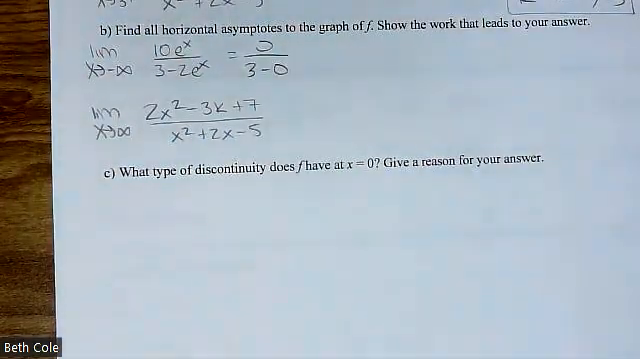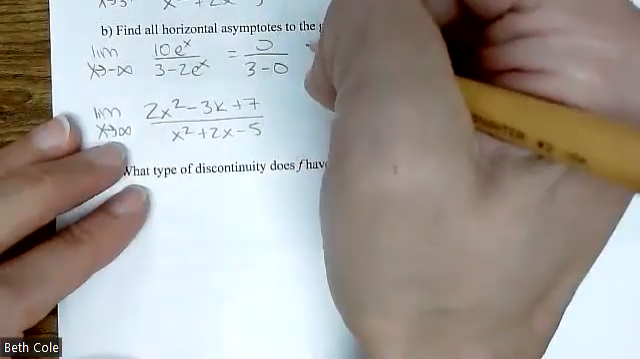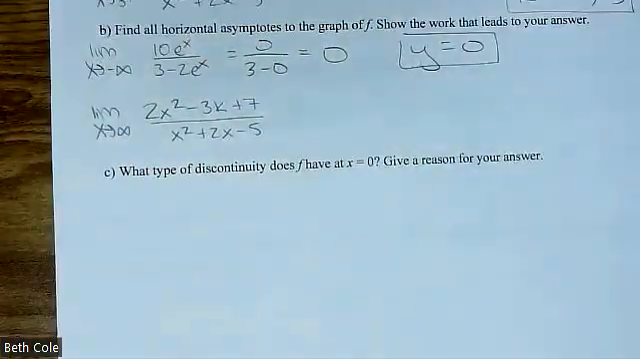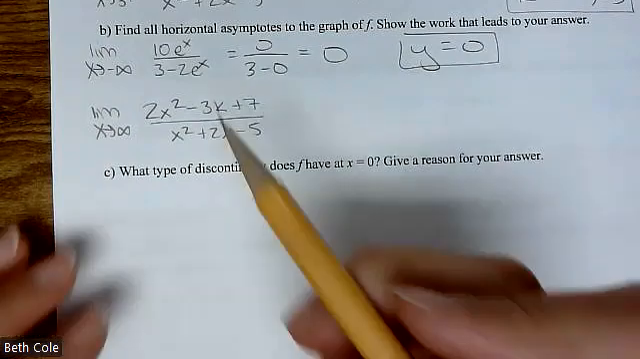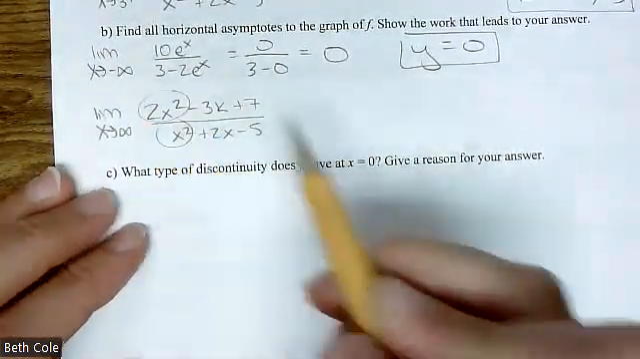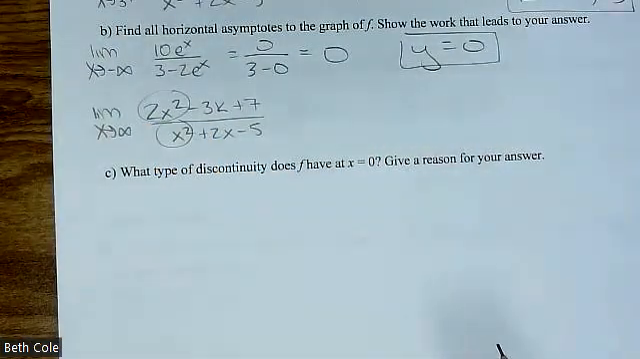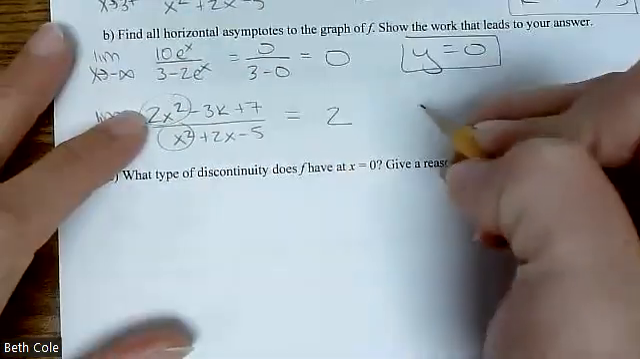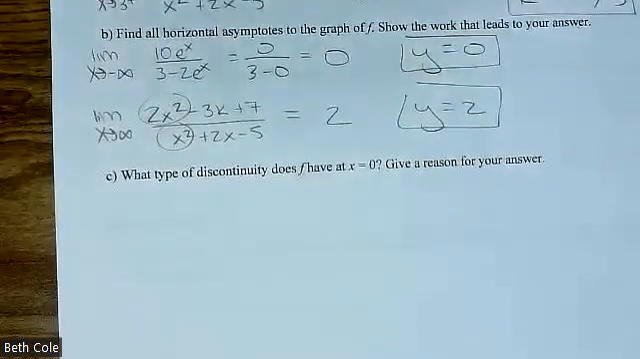And then down here, you would have 3 minus 0. It's insignificant. It goes to nothing. And 0 divided by anything is 0. So that horizontal asymptote is y equals 0. That's one of them. And then for this one, who's in charge? Well, you have a 2x squared and a 1x squared. So that's going to level off where? 2. And so your other one is y equals 2. Those are your two answers.